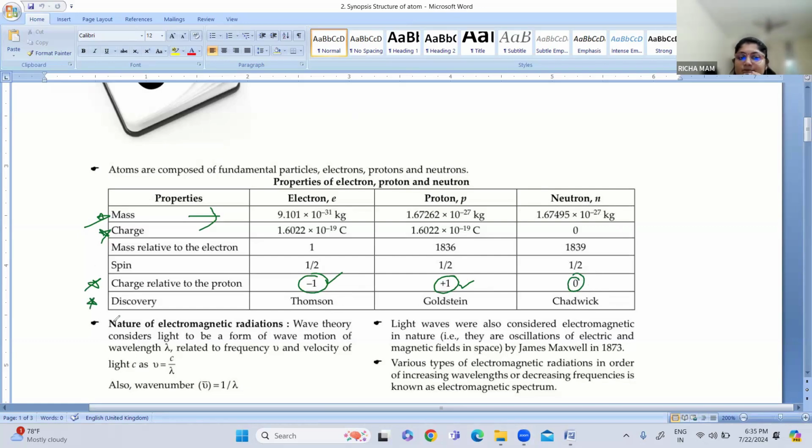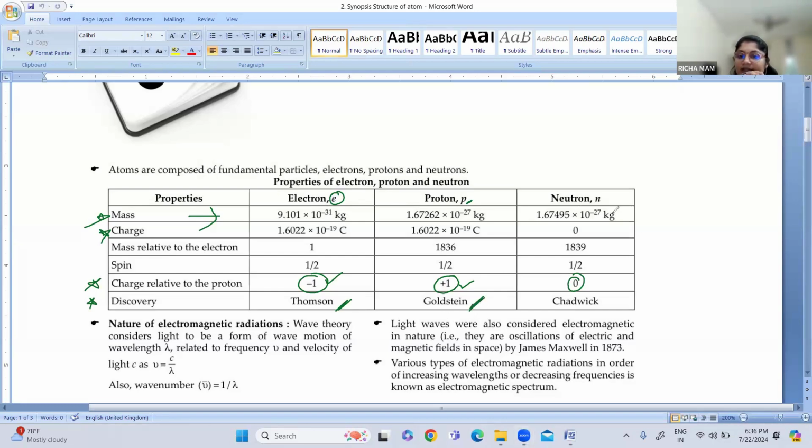Then the next point which you have to remember is the discovery. Who discovered them? Electron, represented by e, was discovered by Sir Thomson. Then proton, represented by p, was discovered by Sir Goldstein.